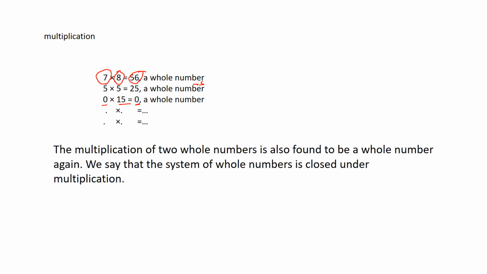Okay. Now below that you can write: multiplication of two whole numbers is always a whole number. Finished?